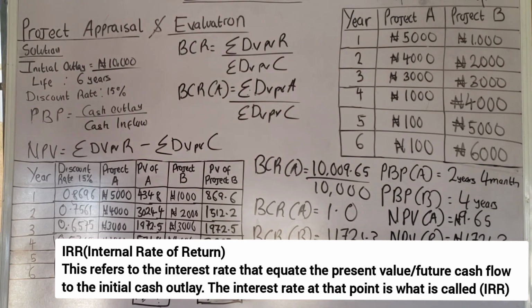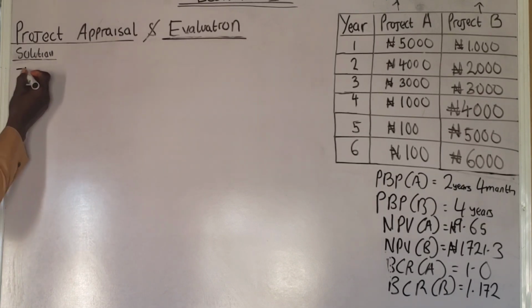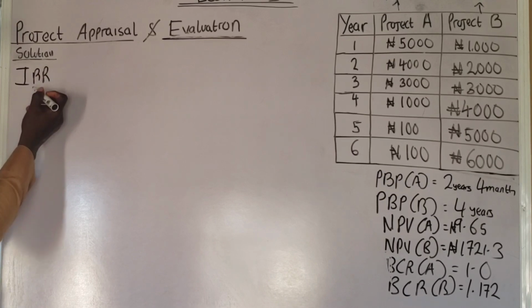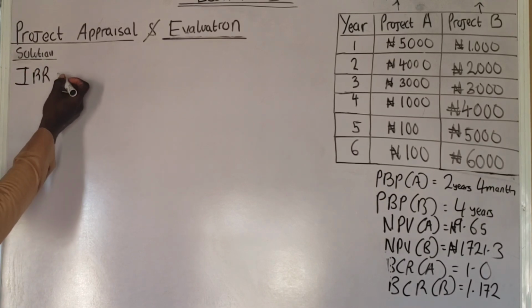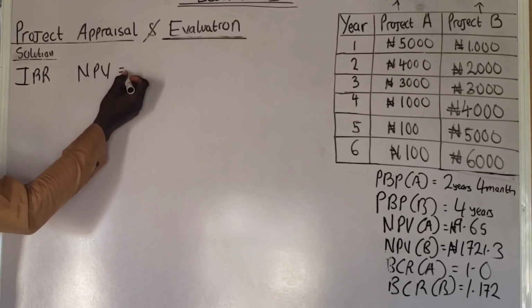So I'm going to explain. Just pay attention, okay? We define IRR as the interest rate that equates the present value to the initial cash outlay. You understand? So in that case, IRR is the point where the NPV, net present value, equals 0.